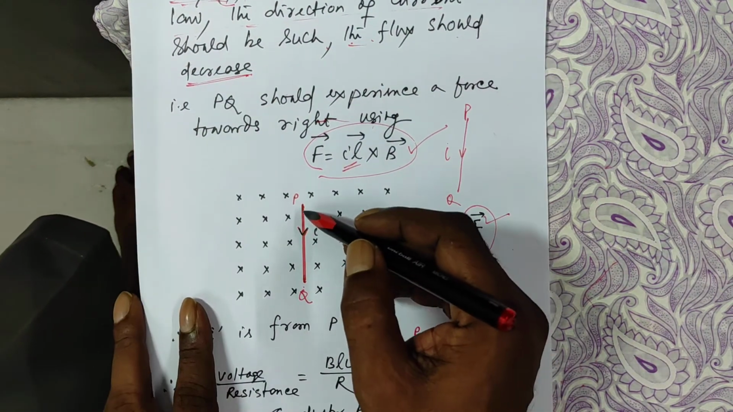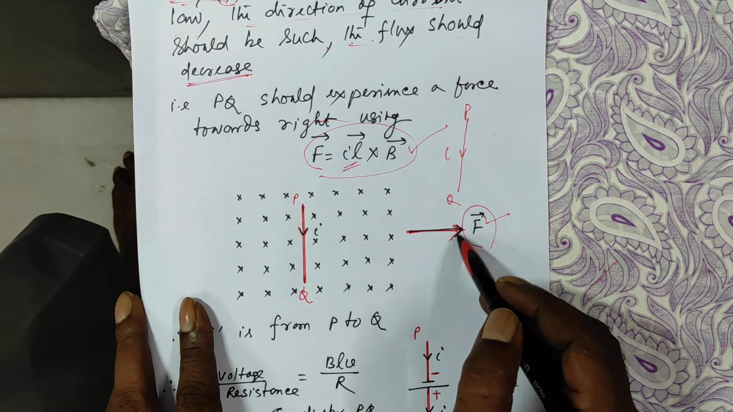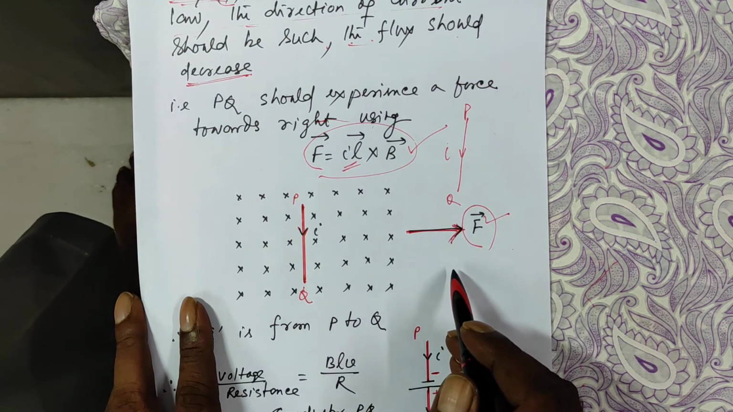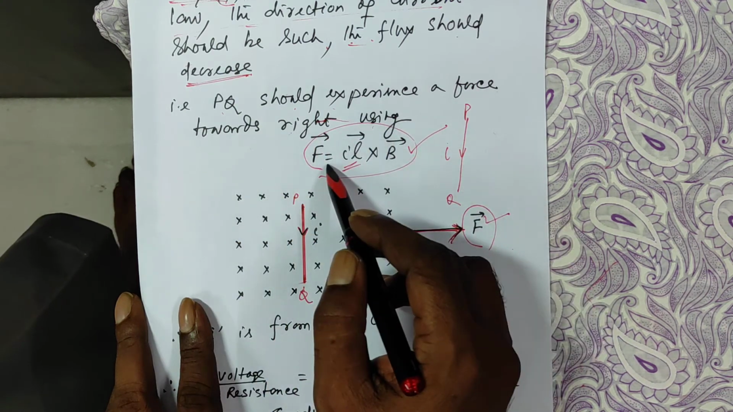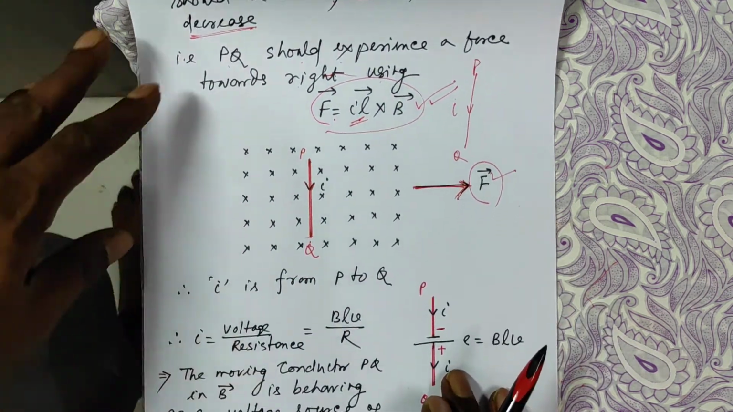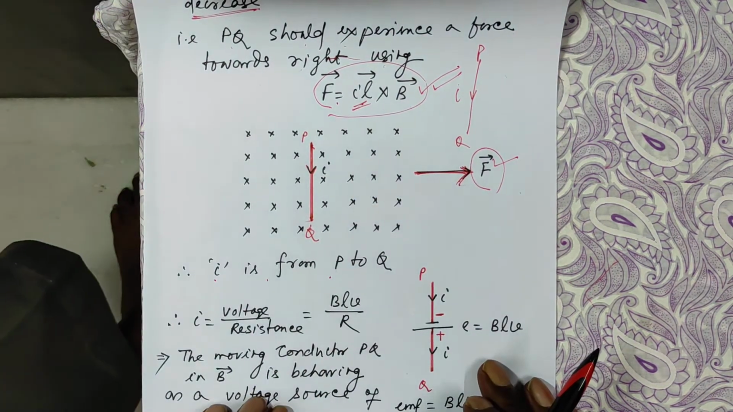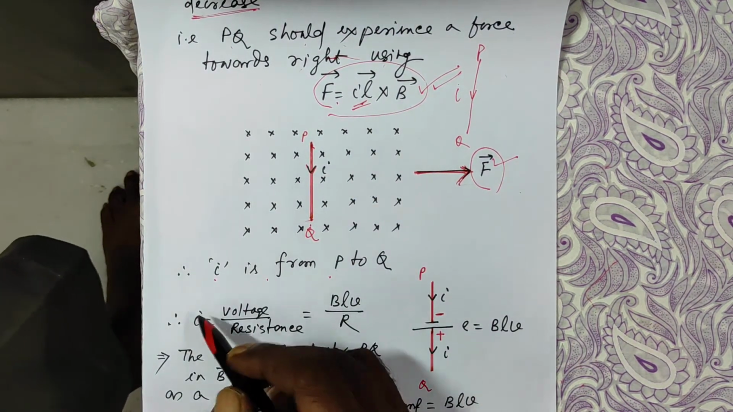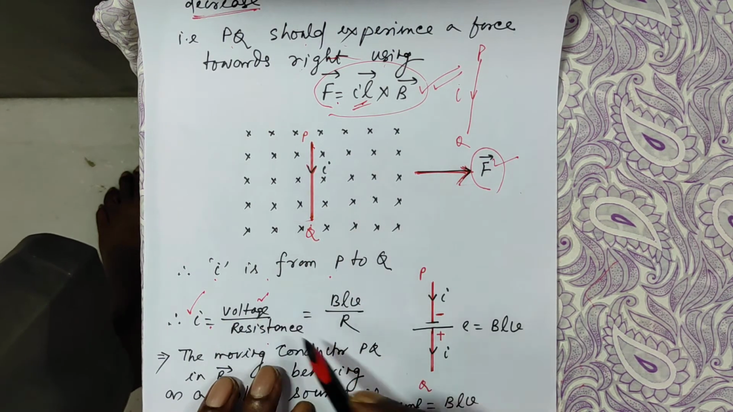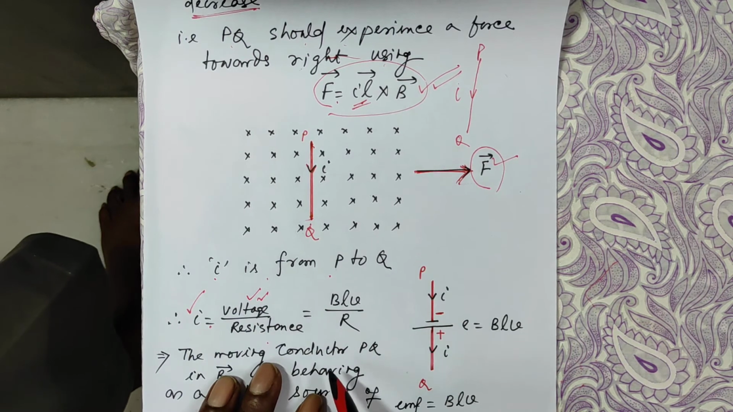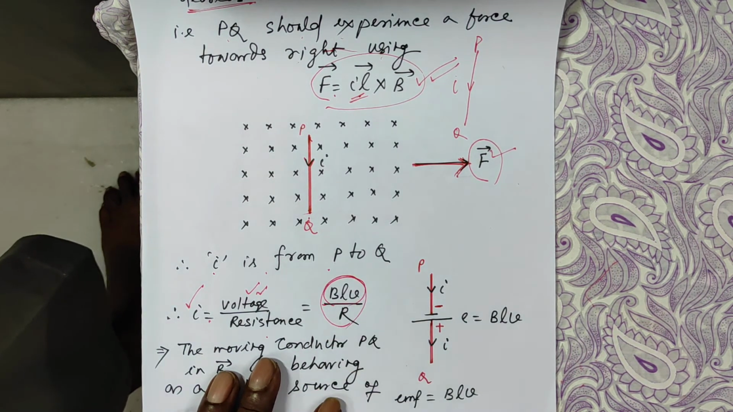So if the current is from P to Q, this conductor PQ will experience a force to this side, therefore the flux will decrease. That is, PQ should experience a force towards right using F is equal to IL cross B. That is, the current is from P to Q. That is how the direction of current is found. And current is voltage by resistance, and the voltage is the same thing as EMF that we derived, BLV, divided by the resistance of the conductor.